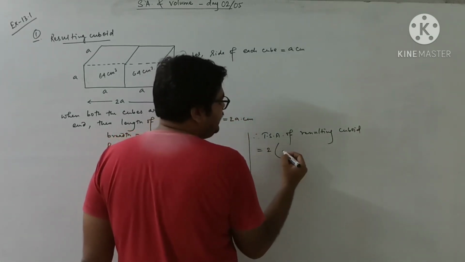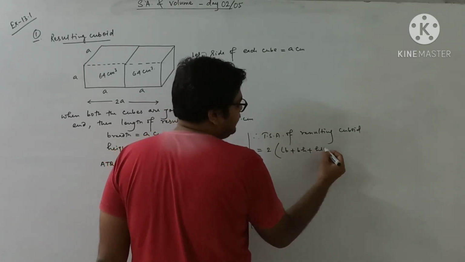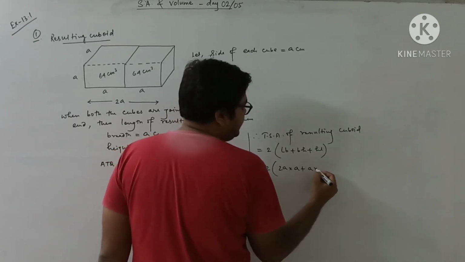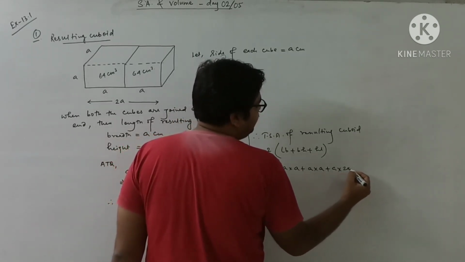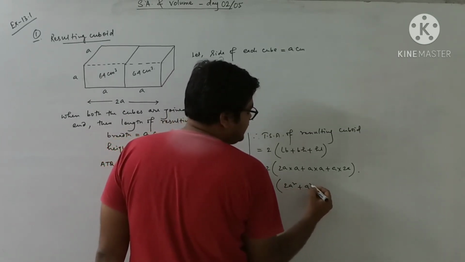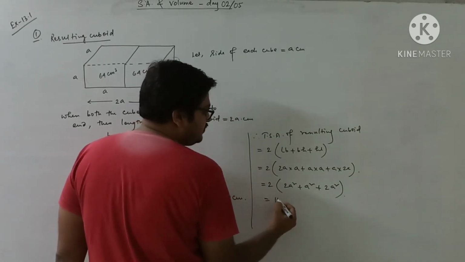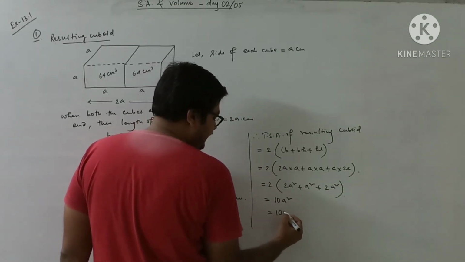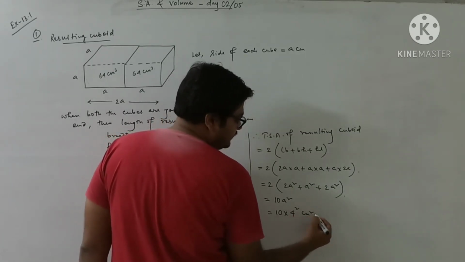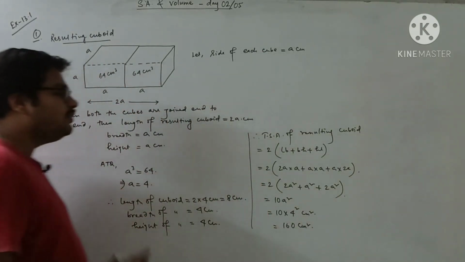What is the formula? 2 into lb plus bh plus hl. What is length here? 2a. What is breadth? a. Height also a. So putting all the values, 2a square plus a square plus 2a square. So it's coming 5a square, so 10a square. So 10 into a square, what is the value of a? 4. So 160 centimeter square.